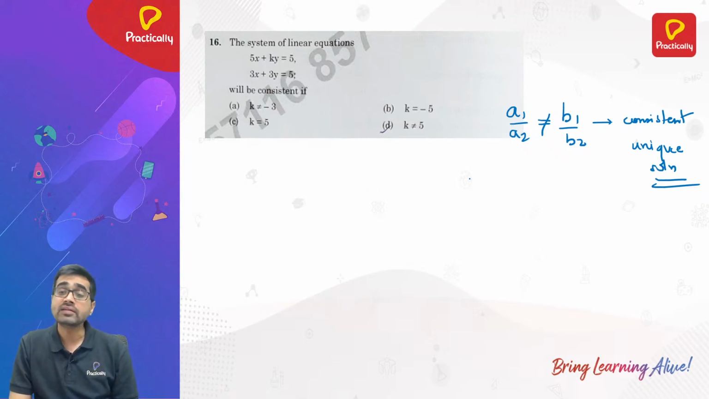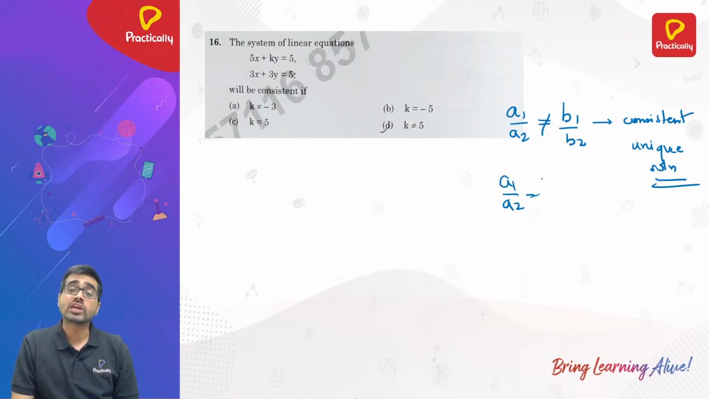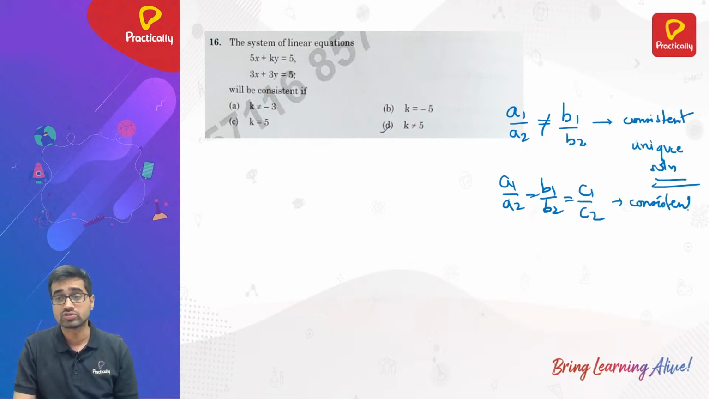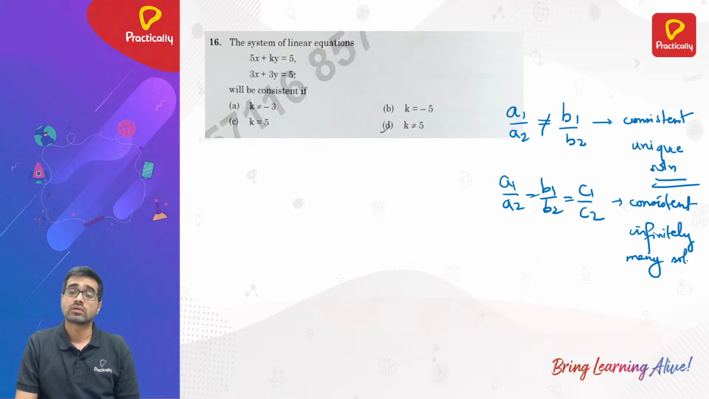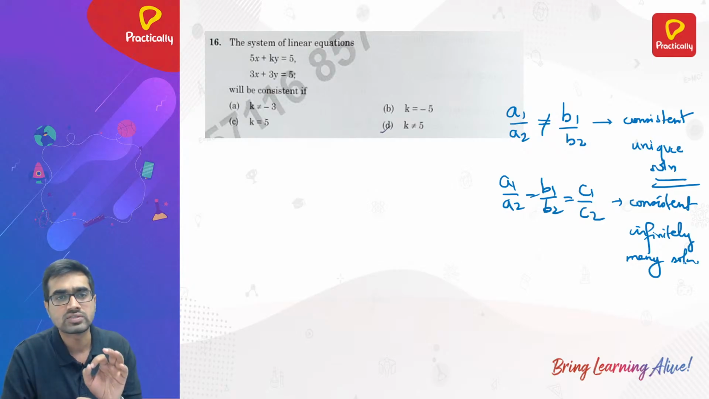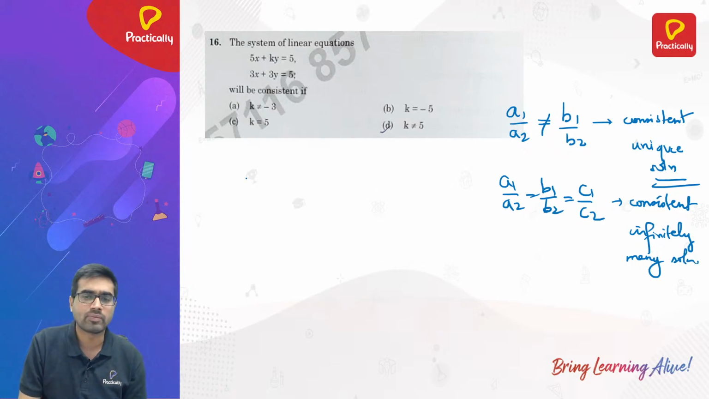Okay, and a1 upon a2 equal to b1 upon b2 equal to c1 upon c2 will also give you a consistent solution, but in this case the solution will have infinitely many solutions. So this simply means one thing. We will write a1 upon a2, and b1 upon b2, and c1 upon c2.